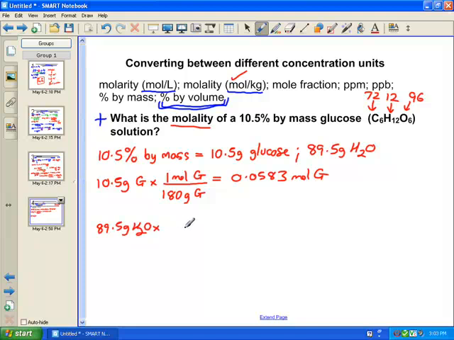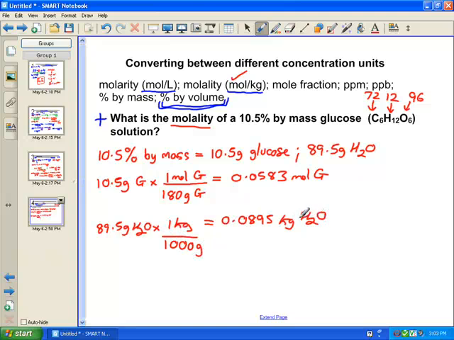And we want to convert that into kilograms. Actually, we have it in grams already, so we don't really need to do much at all. Because I'm assuming everybody remembers how to go from grams to kilograms. We know in every kilogram there's 1,000 grams. So therefore 89.5 grams is actually 0.0895 kilograms, in this case of water.